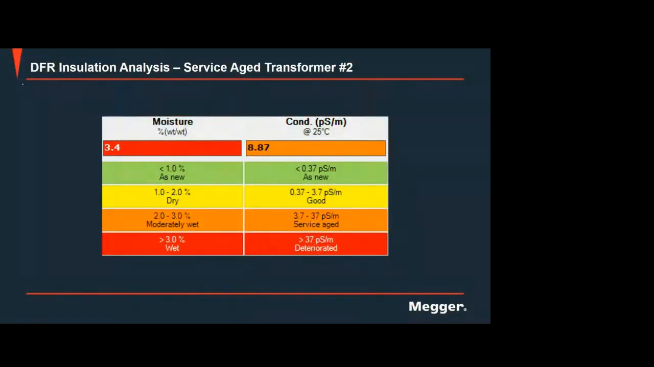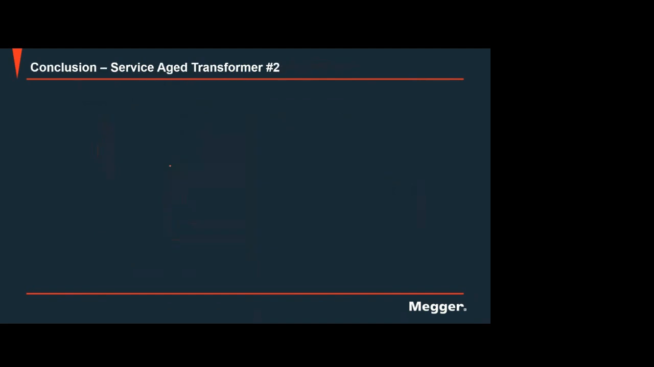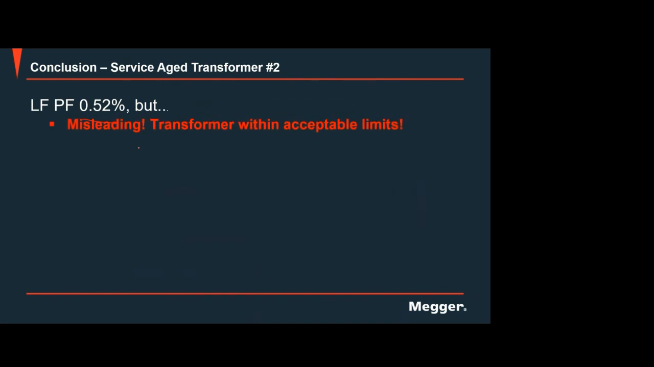They did a full DFR on this transformer number 2, and it was confirmed that it has 3.4% moisture, and the conductivity is really that of a service aged or old one. So this is very alarming when you see a moisture value of 3.4%. Now, conclusion: if you are only looking at the line frequency power factor, you might say, oh, it's still good, it's 0.5, but it is misleading, right? Because it was confirmed by the full DFR.